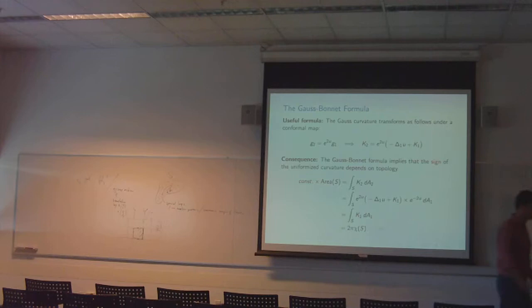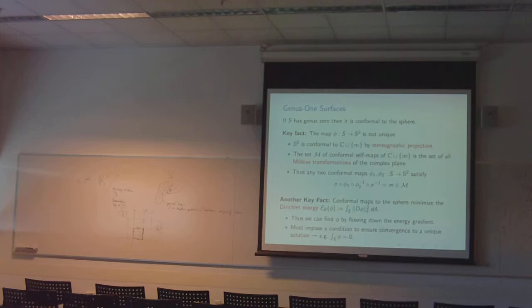Okay? So the Gauss-Bonnet formula is very important in this game. Right, okay, so two more slides, let's say, and then I'll hand over to Justin. Just a little bit of theory about genus 0 surfaces. The title of this slide should be genus 0. A genus 0 surface is conformal to the sphere.